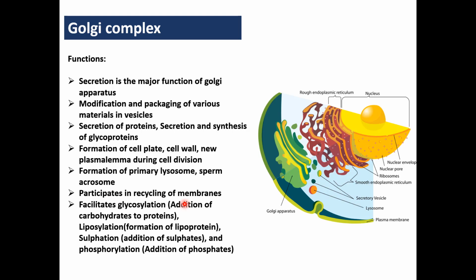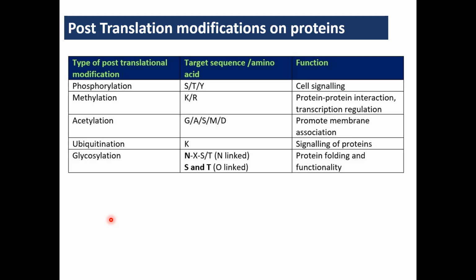It also helps in the recycling of membrane, and facilitates glycosylation, that is addition of carbohydrates to the proteins, lipidation, addition of lipids to protein or formation of lipoprotein, sulfation, addition of sulfates, and phosphorylation, addition of phosphates. So it helps in various kinds of modifications of the protein in the form of glycosylation, lipidation, sulfation, and phosphorylation. So, as we are talking about the modification of the protein, there are various kinds of post-translational modifications on the protein.